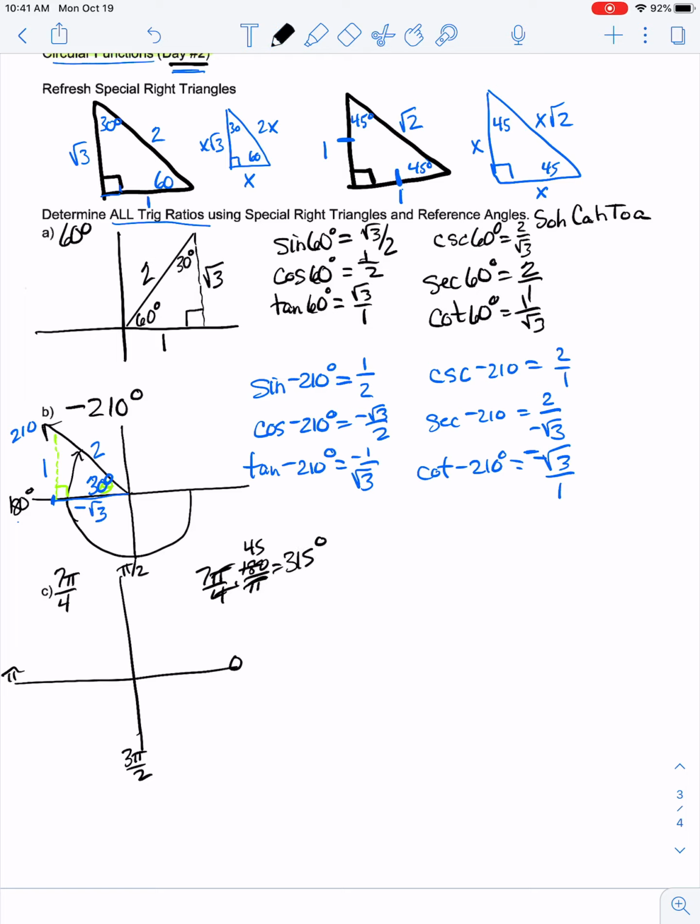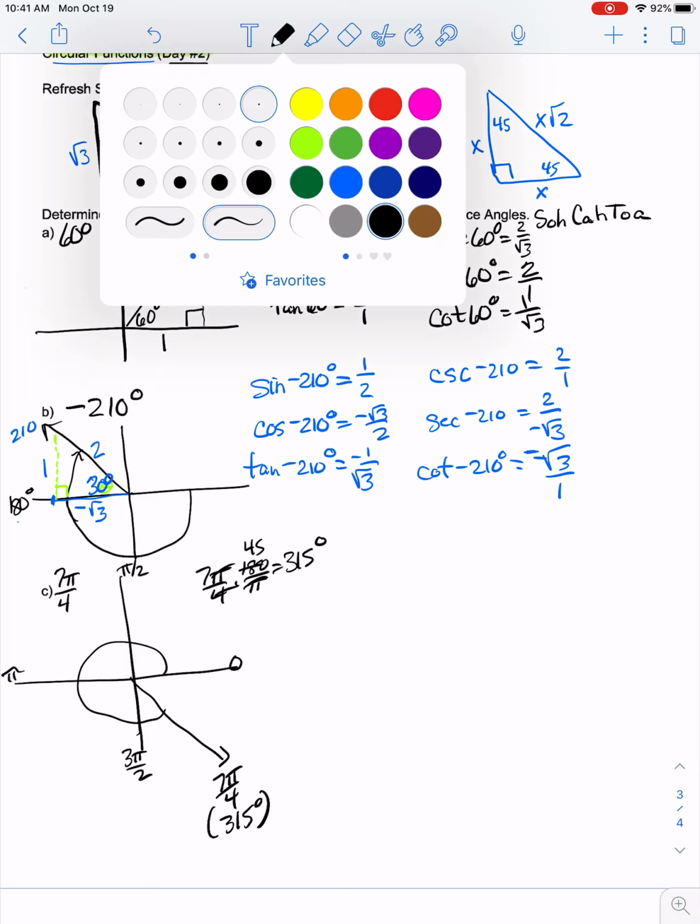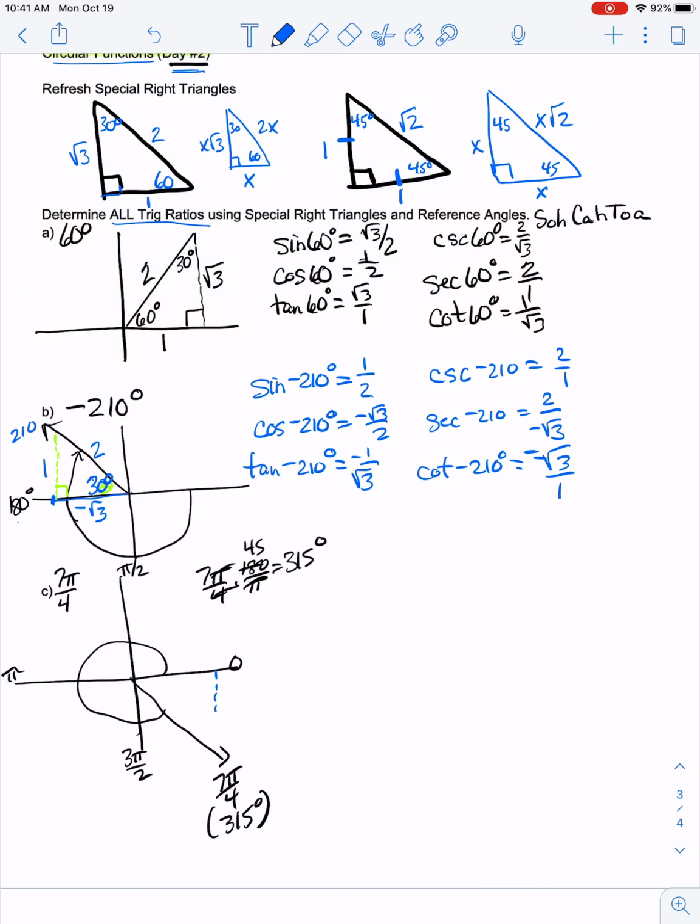All right, so that's going to bring us all the way around here to the 4th quadrant. Okay, now, let's suppose that we left this at 7 pi over 4. Okay, so now I know that's 315 degrees. All right, so then what's our reference angle going to be? If I drop that down in here, back to the x-axis, we've got to find out what that reference angle is.